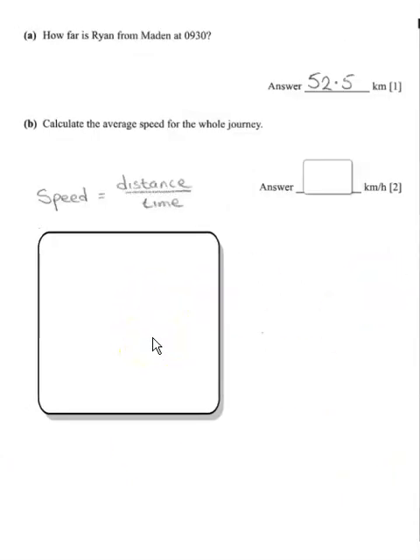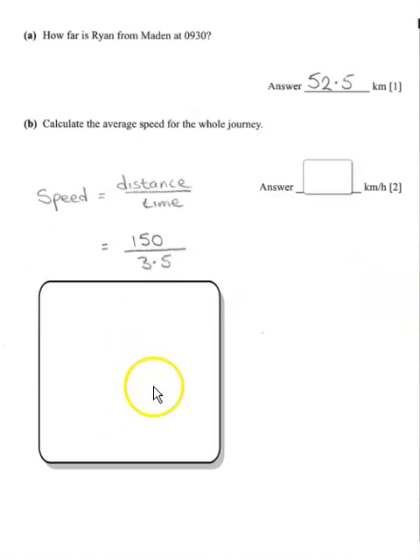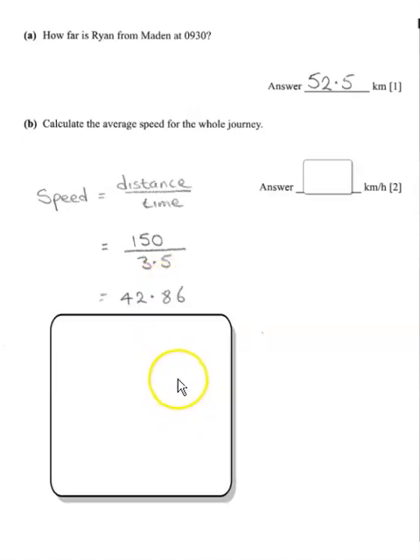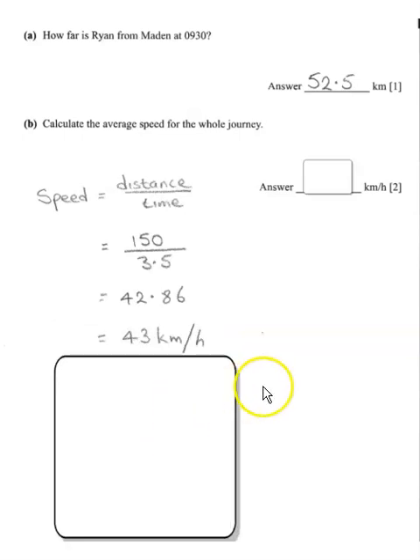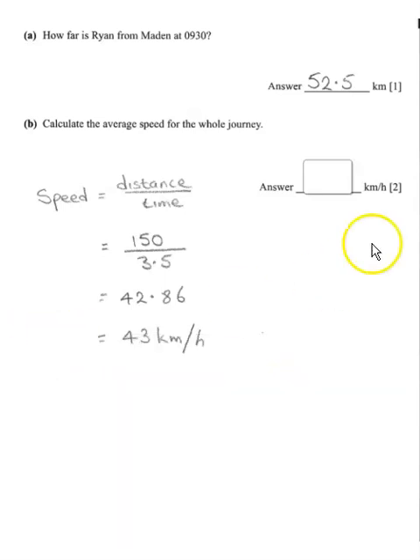So we've got speed equals distance over time. We have 150 divided by 3.5 hours. And we work it out to be 42.86, which can then be rounded to 43 kilometers per hour. So that's your final answer, 43 kilometers per hour.